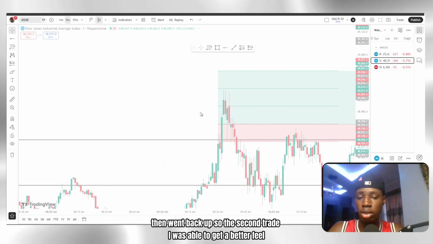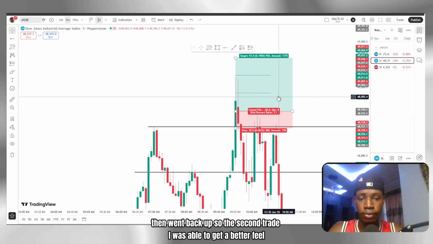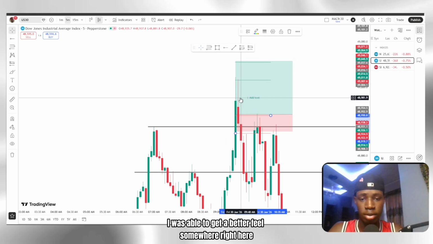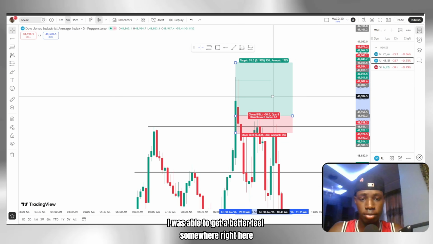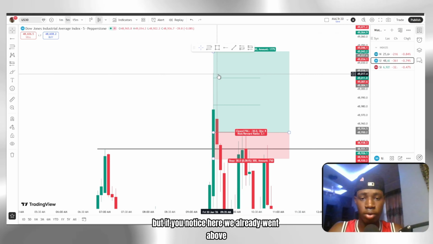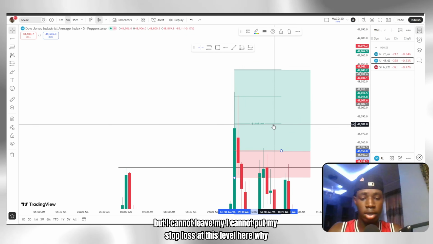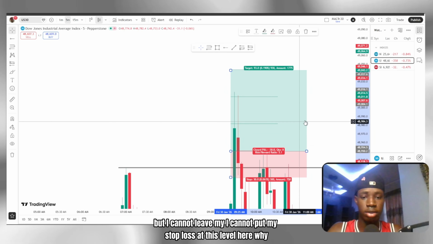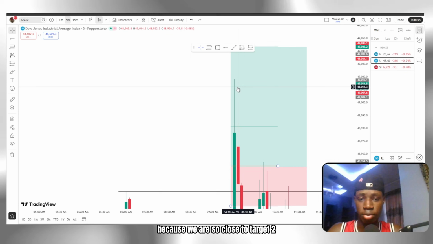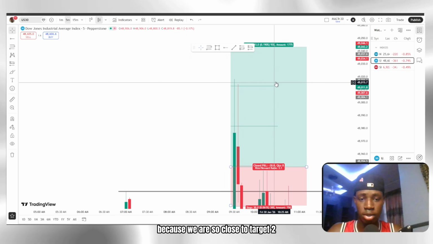So the second trade, I was able to get a better fill, somewhere right here. But if you notice here, we already went above a 1 to 2 risk reward. But I cannot put my stop loss at this level here. Why? Because we are too close to target 2.